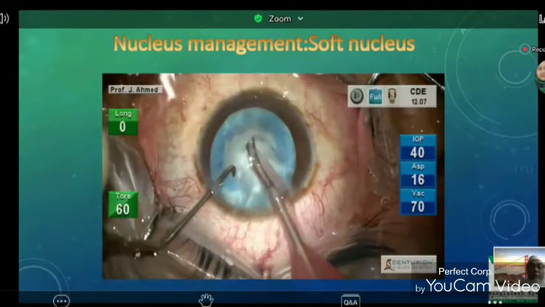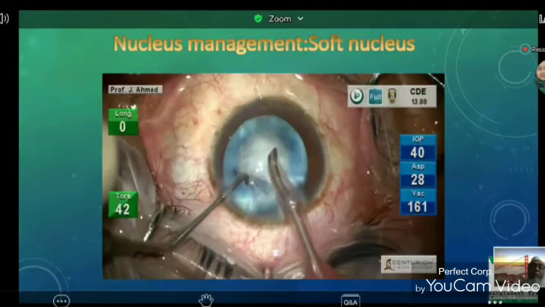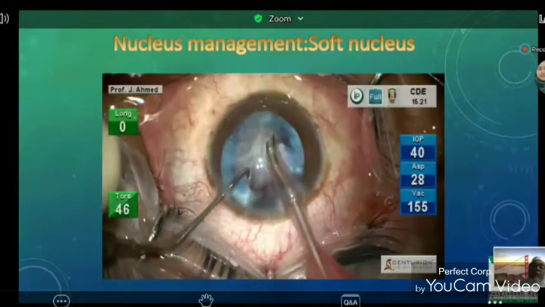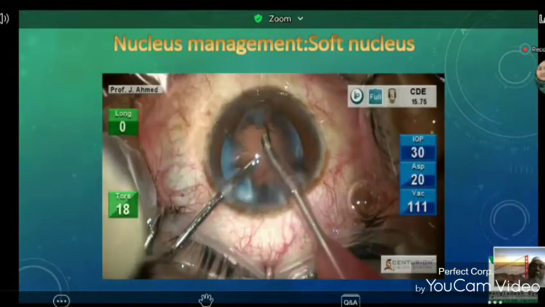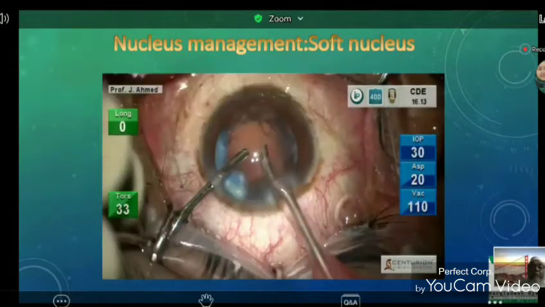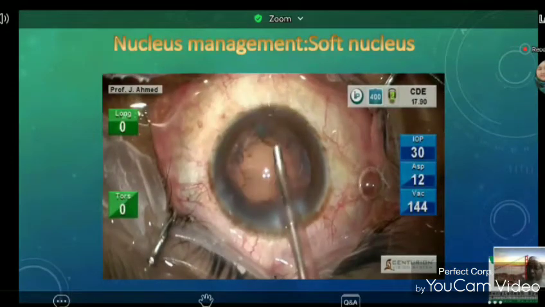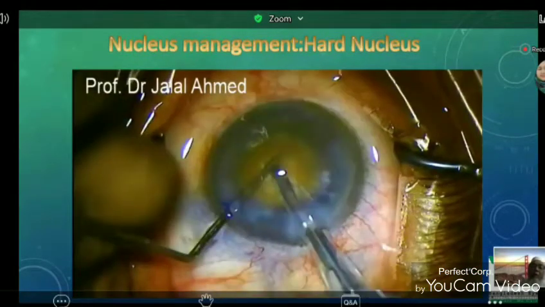If the nucleus is soft, it is not a problem at all. By using only vacuum, with no power, we can clean the bag, remove the cortical matter, and complete the bag. So in case of very soft nucleus, in some of the hard cases, the nucleus is too soft. But in hard cases, we have to use a different technique.